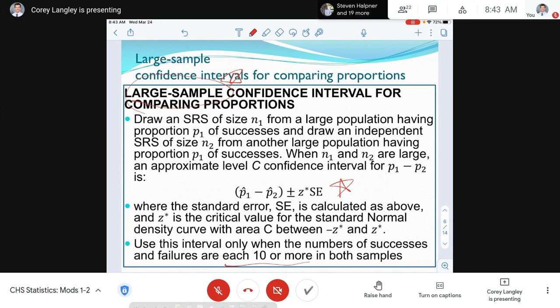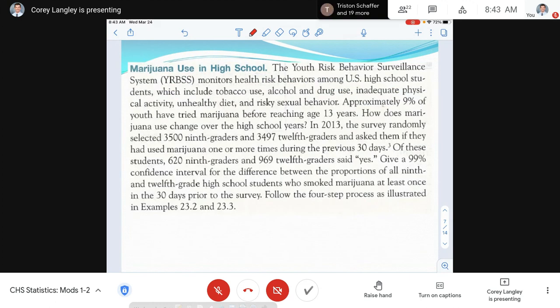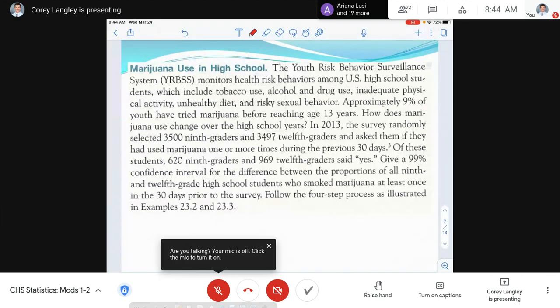Let's take a look at an example problem. This is about marijuana use in high school, and I'll read this. It says the Youth Risk Behavior Surveillance System monitors health risk behaviors in U.S. high school students, like tobacco use, alcohol and drug use, inadequate physical activity, unhealthy diet, and risky sexual behavior. Approximately 9% of youth have tried marijuana before reaching the age of 13 years. We want to know, how does marijuana use change over the high school years?